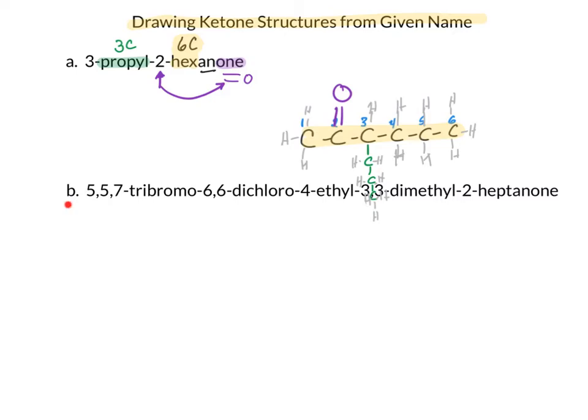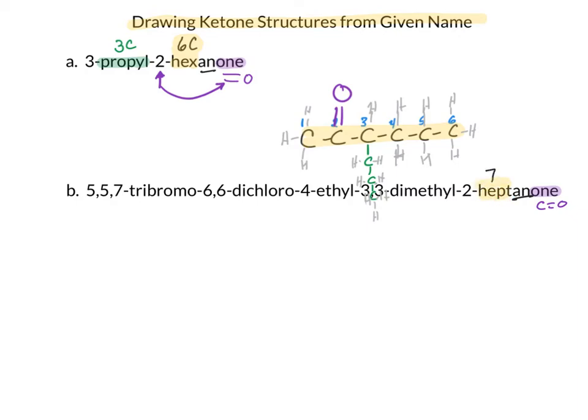Now let's look at this very busy one, letter B. We will see 5,5,7-tribromo-6,6-dichloro-4-ethyl-3,3-dimethyl-2-heptanone. As you can see, there's a lot of stuff here, but we still start in the same way. We look at the tail end, and we find our functional group. We see that it says -one, which means we're going to have a C-double bond O with carbon on both sides of it because it indicates a ketone. In front of that, we see the AN, which means all of the other carbons in the chain will be single bonded. And in front of that, we see hept.